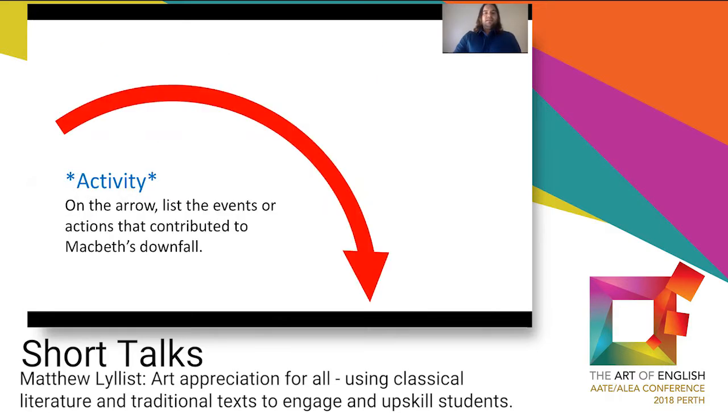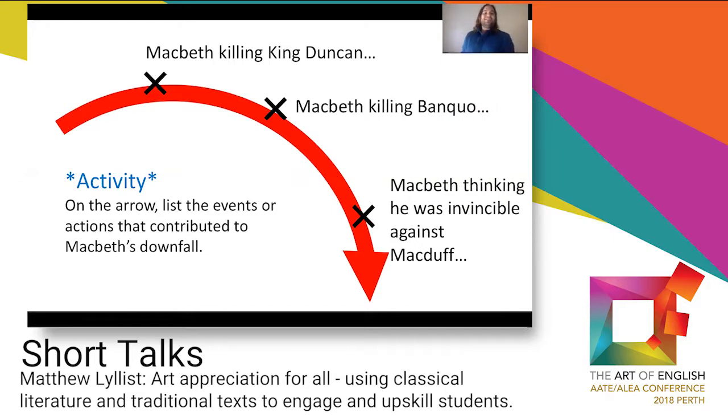So, simple activity. Give them a red arrow, which looks at where did they begin as the hero, how were they treated and respected by the rest of their community and the people around them, but what led to them getting down to this point of the downfall. So for a simple exercise, for simple explanations, you might have 3 events such as Macbeth killing King Duncan, Macbeth killing Banquo, and Macbeth thinking he was invincible against Macduff.